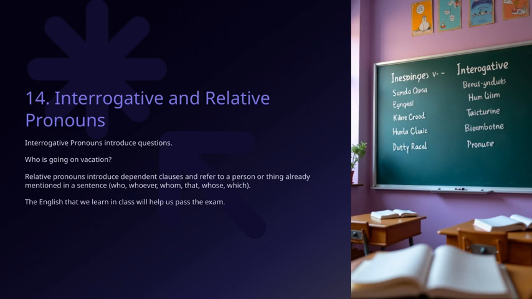For instance, take the sentence, "The English that we learn in class will help us pass the exam." Here, that is the relative pronoun, linking the clause about what we learn to the main sentence. Understanding these pronouns is important because they help us form clearer questions and more complex sentences, which is key to mastering English. This knowledge will definitely help us throughout the course and on the exam.